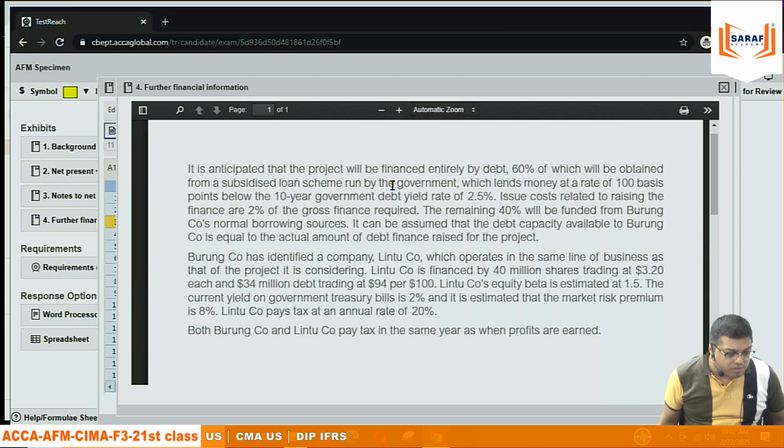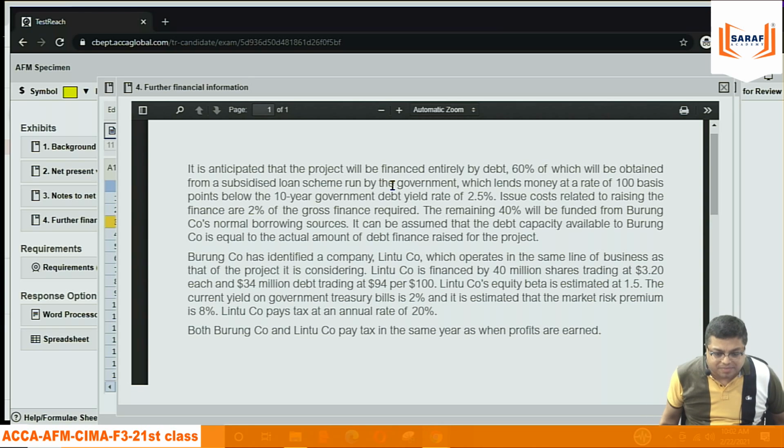Then on the subsidized loan after tax benefit, that is the total loan into 60% into 4 minus 1.5, na. 4 minus 1.5. The subsidized loan benefit is how much? 4 minus 1.5, 2.5% into 80%. उस दिन मैं भूल गया था. Because 20% तो government ले लेगा, into 80%. And issue cost into 2 by 98.